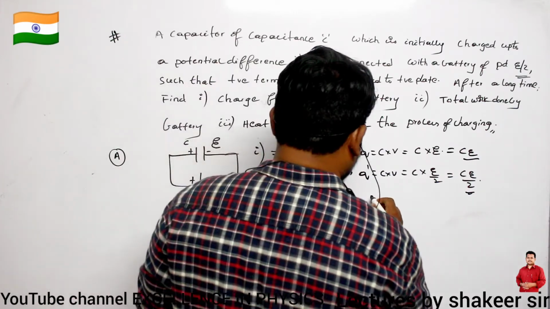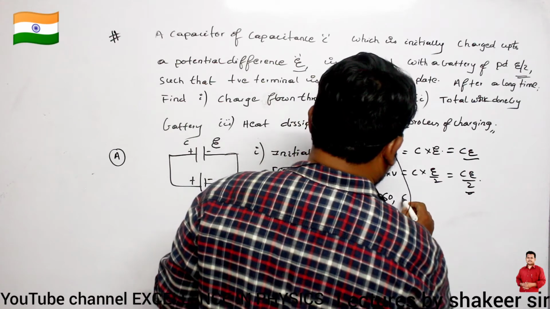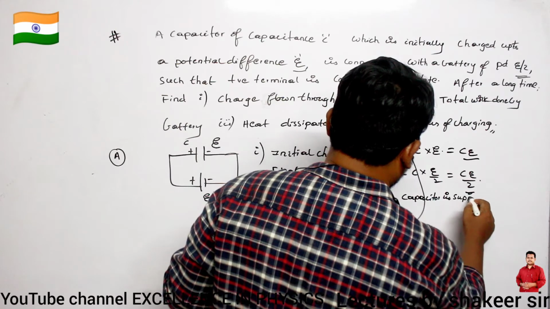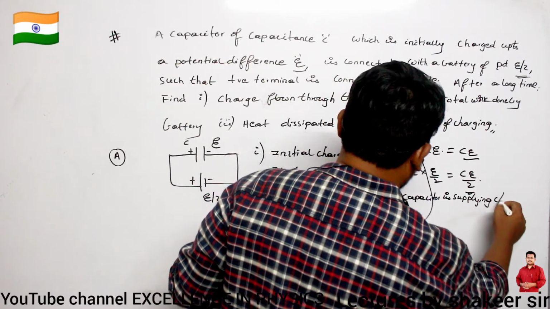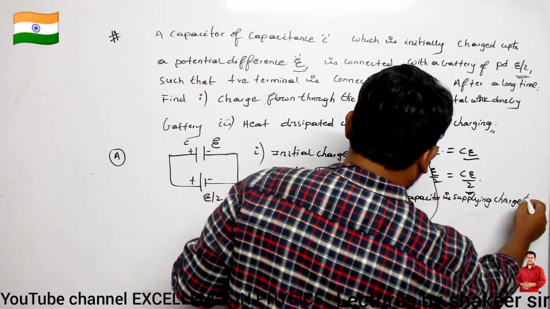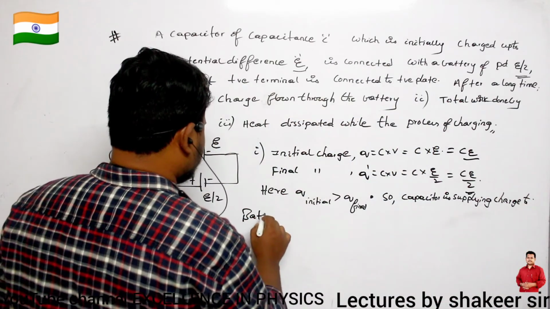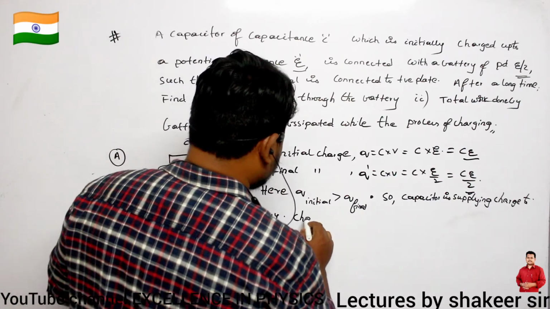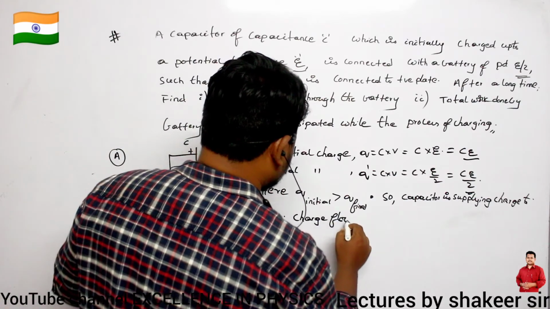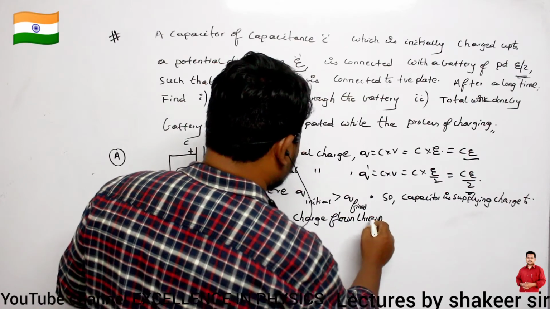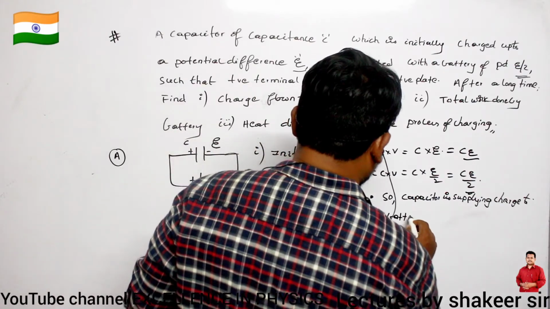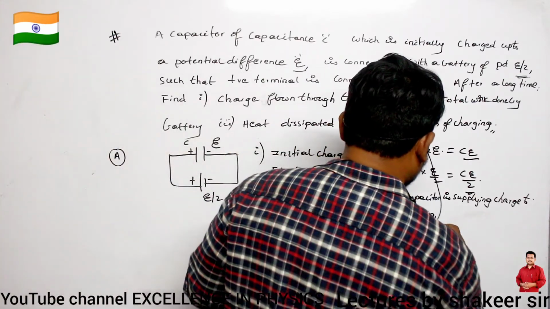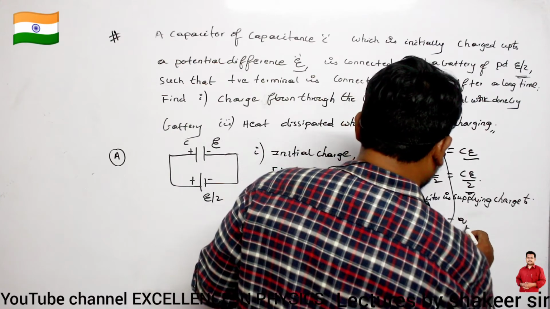Clear? So therefore, the capacitor is supplying a charge to whom? To the battery. So therefore, how much charge will flow to the battery? The charge flown through the battery is how much? Q final minus Q initial. That is the formula, no? Q final minus Q initial.